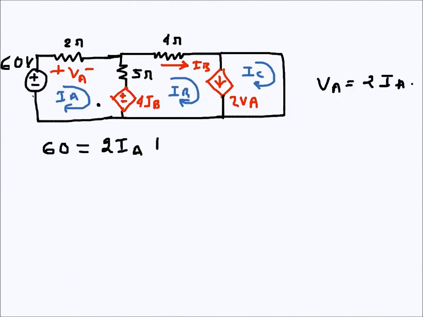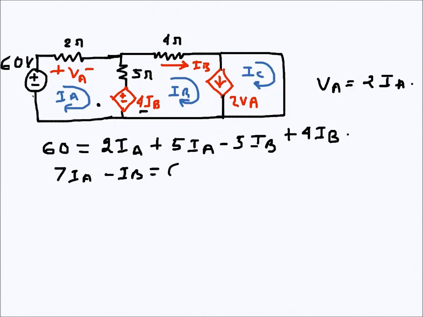Plus this one is a drop, so 5IA minus 5IB. It has to be like that. And then this one is a voltage drop in the same direction, so 4IB. So it's becoming 7IA minus IB is equal to 60.